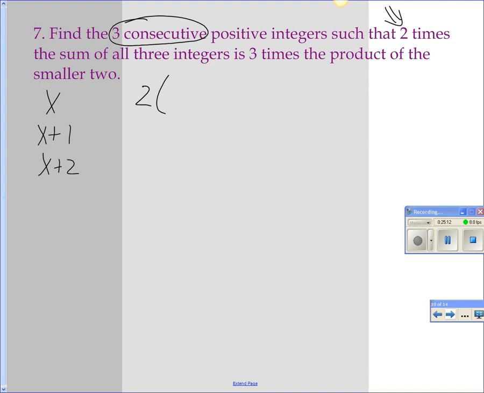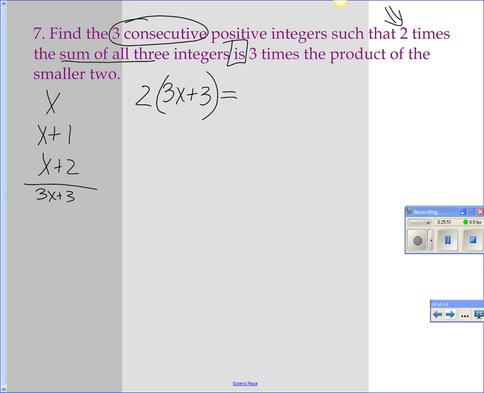LeVar, what does sum of all three mean to do with them? What's sum mean? Add. I'm going to do that right here just so I don't have so much messy stuff going on. What do you get when you add those? 3x plus 3. That's what's going to go in parentheses. That's the sum of all three. All right, Zach, what do you see next after the sum of all three? Very good. Is means equals. Good.